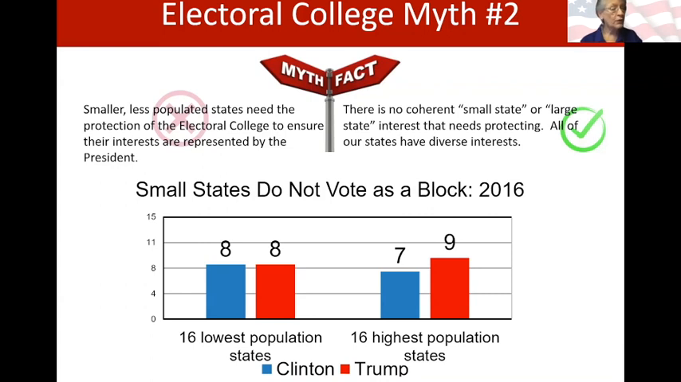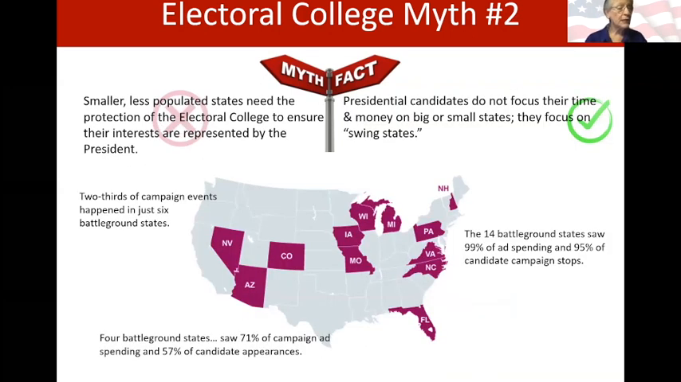The smallest 1/3 of states, those with fewer than 6 electoral votes, did not all go for the same candidate. In fact, they were exactly evenly split, with 8 going for Clinton, 8 going for Trump. Small states do not vote as a bloc, and they do not benefit from the Electoral College. The same goes for the large states, as you can see. In fact, smaller states are routinely ignored by presidential candidates under the current system. Instead, the candidates focus their time in the so-called swing states that will decide the election.